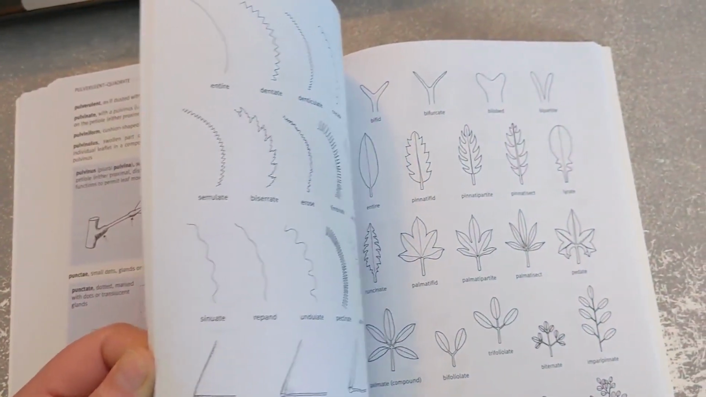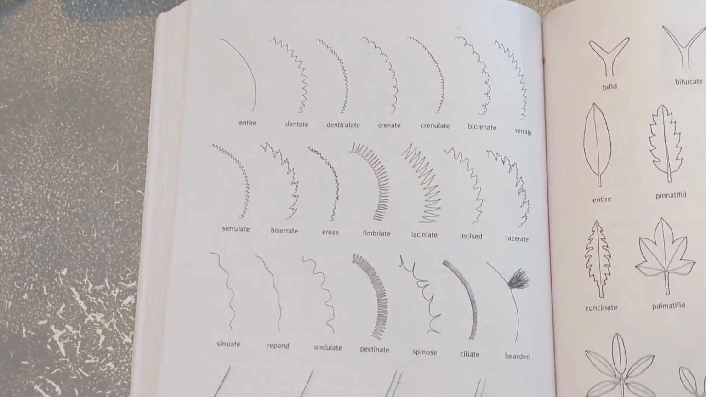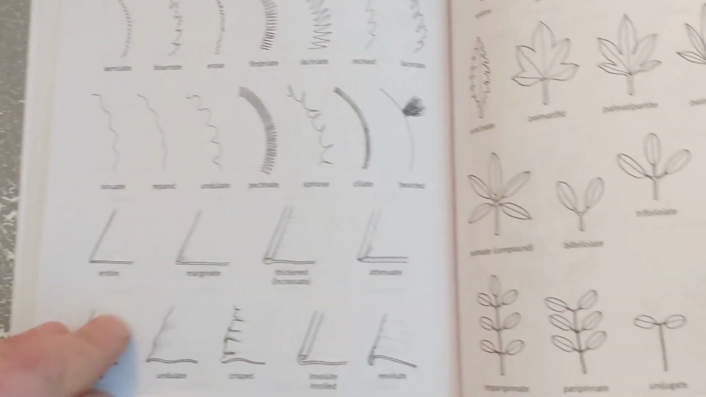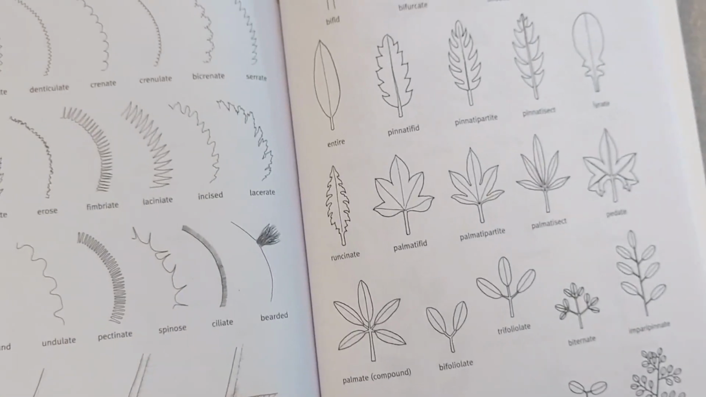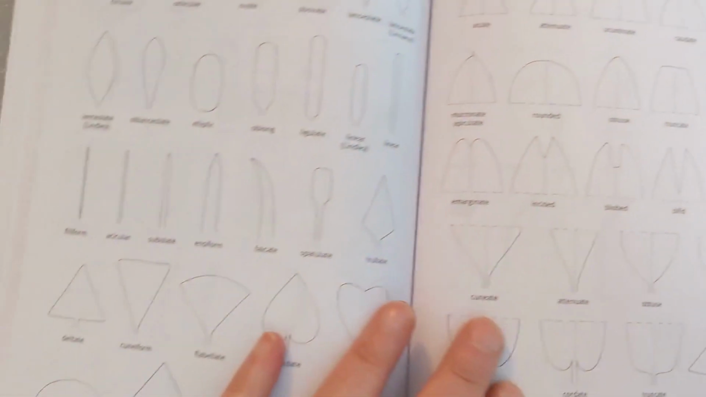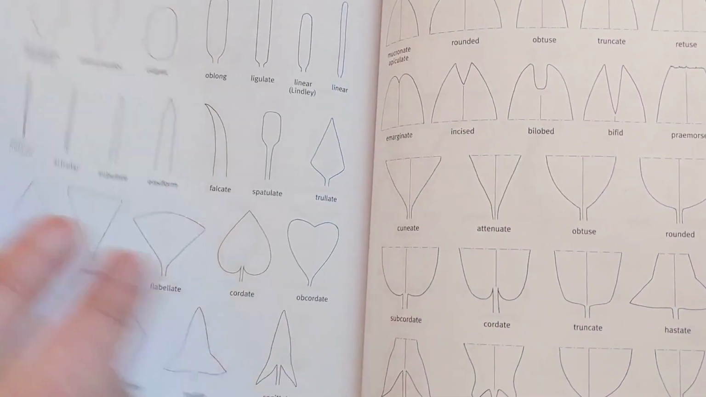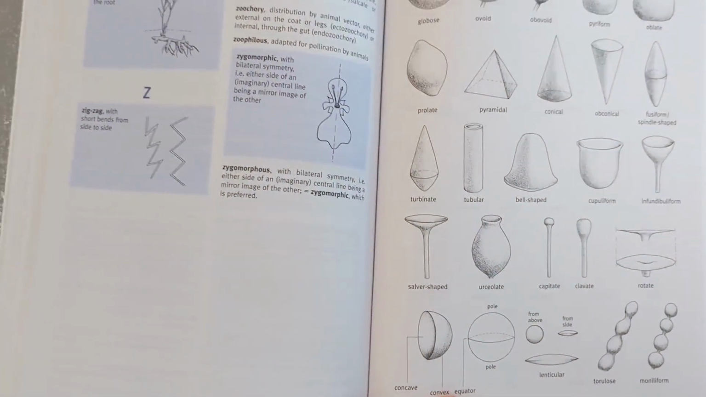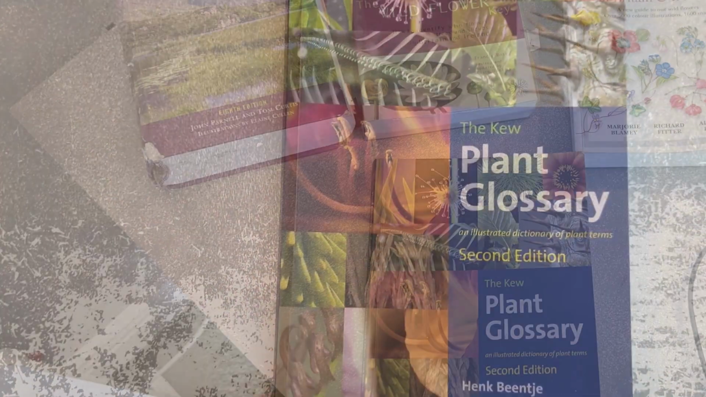One of the best plant ID resource books I ever purchased was this Kew Plant Glossary. It has a comprehensive list of diagrams of all the botanical terminology you will need to identify plants, whether you're a professional ecologist or a farmer, or a horticulturalist, a forester, or someone who has just a love of the natural world and wants to know the names of your botanical neighbours.